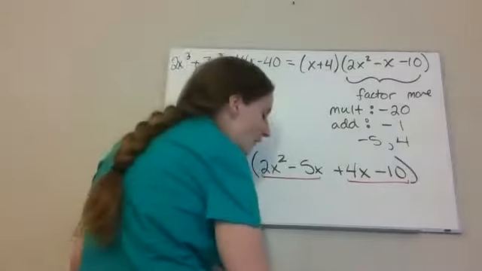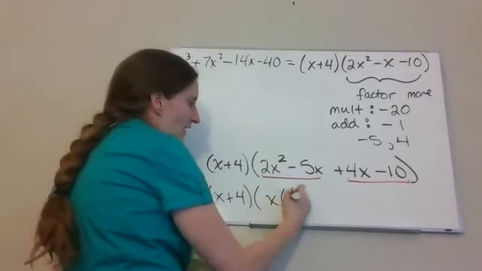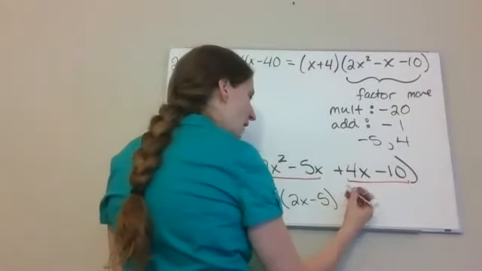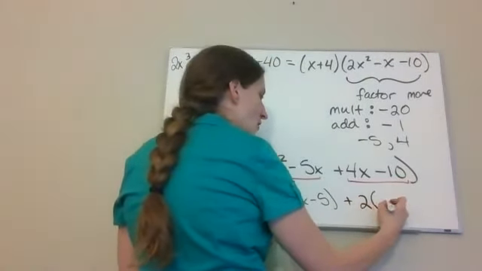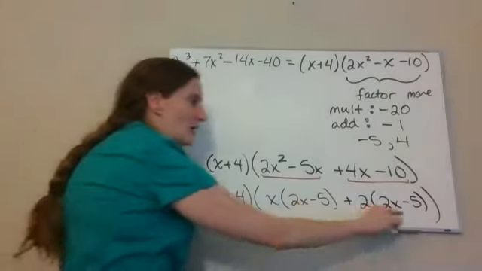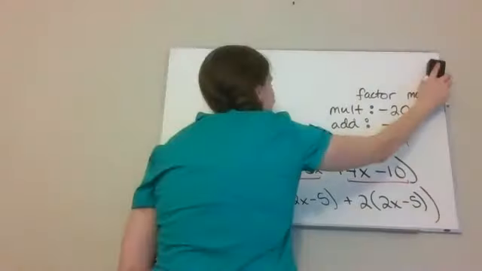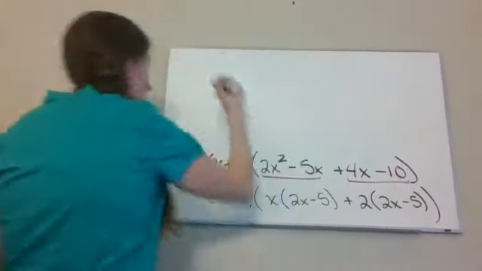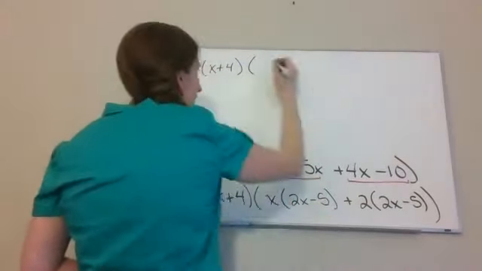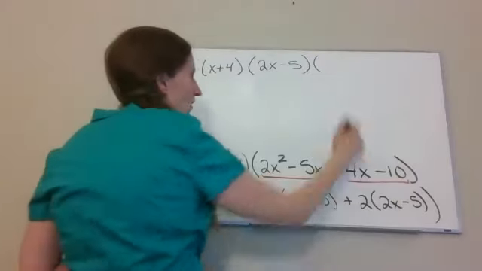My first group, all that they have in common is just an x. So I'm going to pull out an x, and that leaves 2x minus 5. In my other group, I can pull out a 2, which leaves 2x minus 5. And remember, that's a good sign because I have a 2x minus 5 in both of them. They match. So that means to continue factoring this, I still have my x plus 4. Then I have a factor of 2x minus 5. And my other factor is x plus 2.